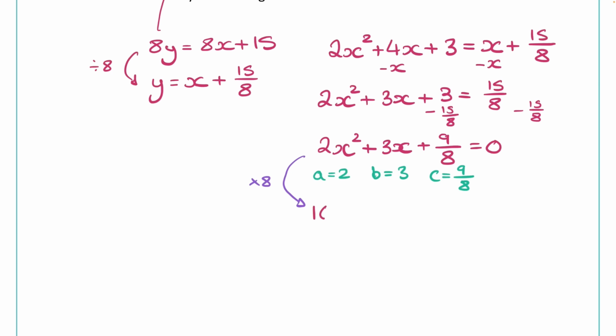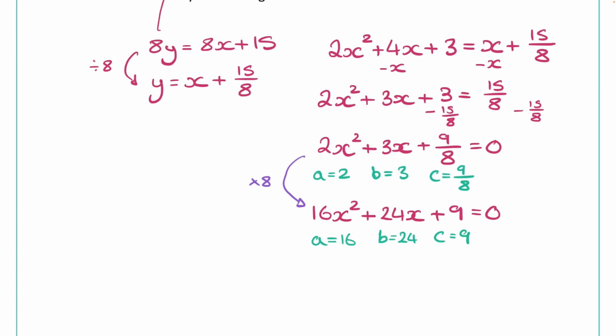Doesn't really matter, but I'll get 16x squared plus 24x plus 9 equals 0. Remember, I can do that because it doesn't matter if I times 0 by 8, it's still 0. But now I do get nice values for a, b and c. So I'll get a is 16, b is 24, and c equals 9.